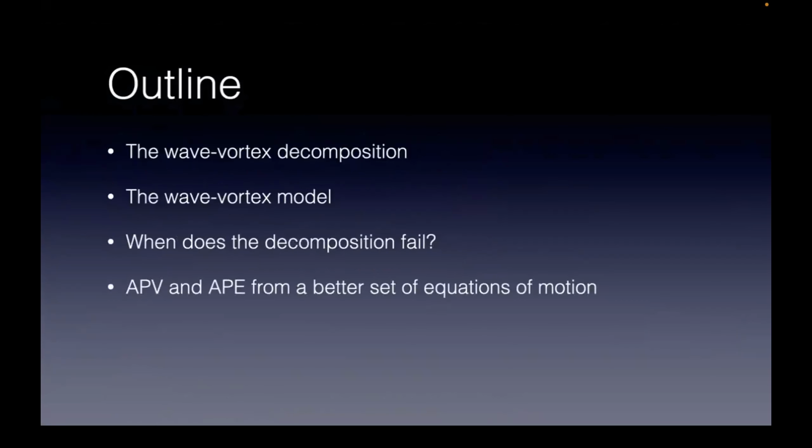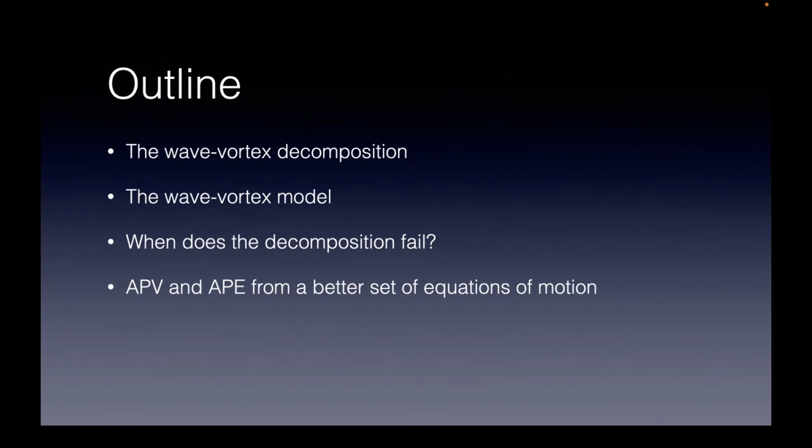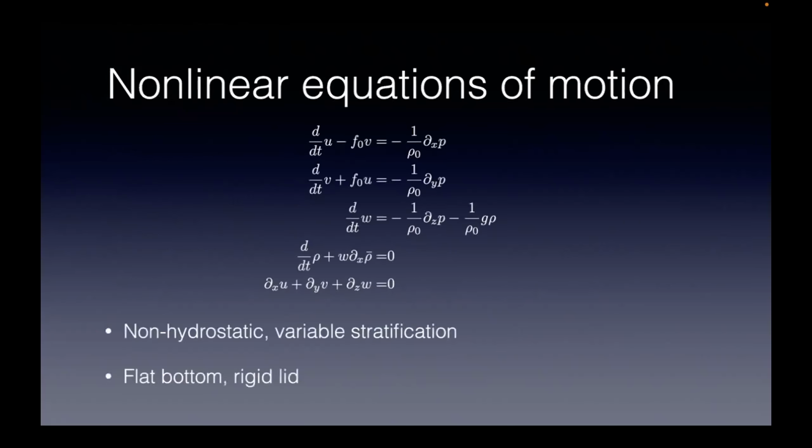Okay, cool. So what I'm going to do is do a quick overview of the wave vortex decomposition, which I spoke about last time, and give updates on what we've done since then, which includes converting the decomposition into a model. And then I'm going to spend the last half of the talk talking about when the decomposition fails and how to assess this in terms of APV and APE. So, as a quick overview of our wave vortex decomposition.